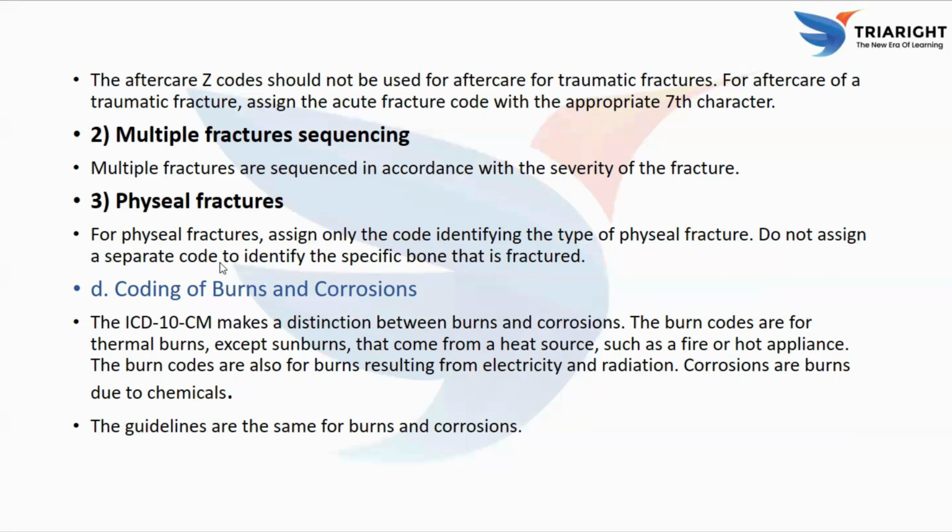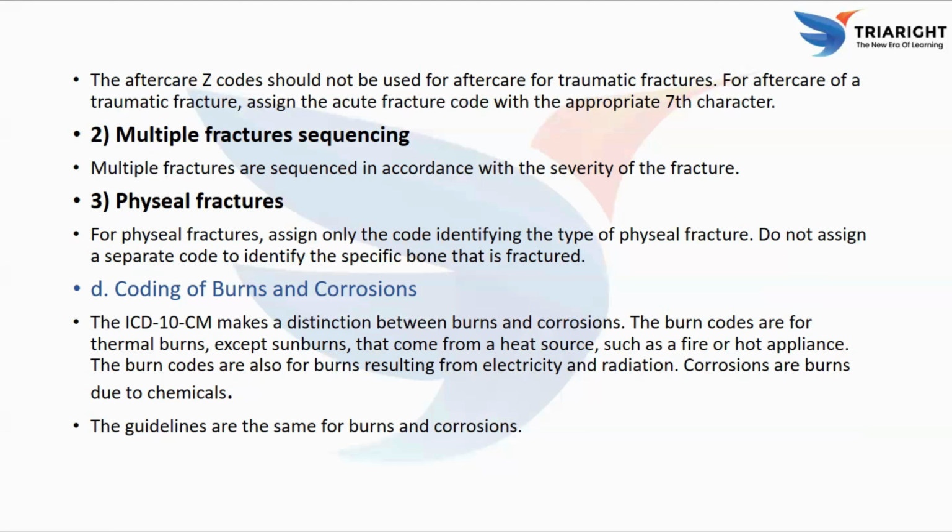So you have to assign only the physeal fracture code. Do not assign a separate code for the specific bone. The physeal fracture code already identifies the bone involved and the type of the growth plate injury. So only the physeal code is enough here. An example is a Salter-Harris 2 fracture of a distal radius. So only the physeal fracture code is assigned.